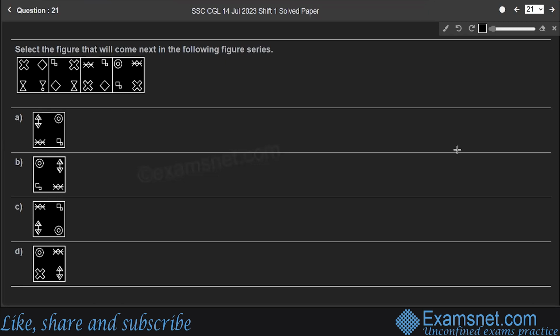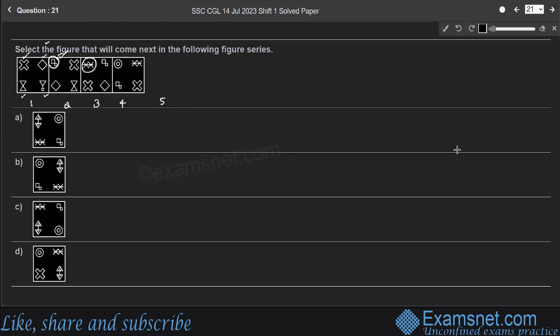Question 21. Select the figure that will come next in the following figure series. So the series has 4 figures, right? We need to find the 5th one. So look at the first figure, which has a cross mark and a diamond shape, and the third element is this, the fourth element is this one. So in the second figure, at the top left corner, a new element is inserted. Whereas in the third figure also a new element is inserted at the top left corner.